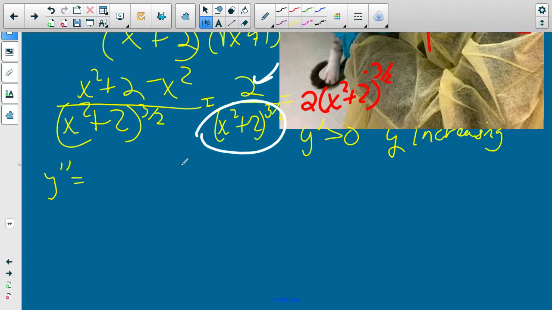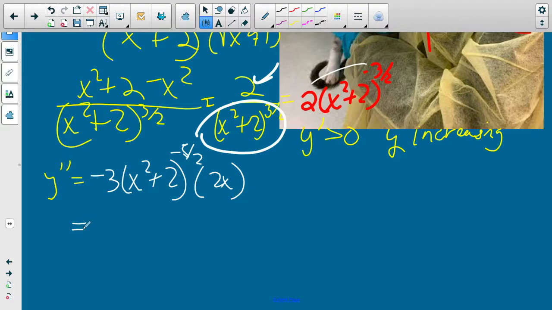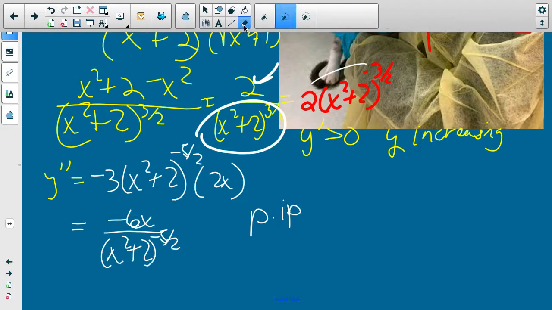All right, so I'm going to bring down my negative 3/2, and that gives me negative 3 times x squared plus 2 to the negative 5/2 times 2x. So that gives me negative 6x over x squared plus 2 to the negative 5/2 power. All of a sudden, I have a possible point of inflection.